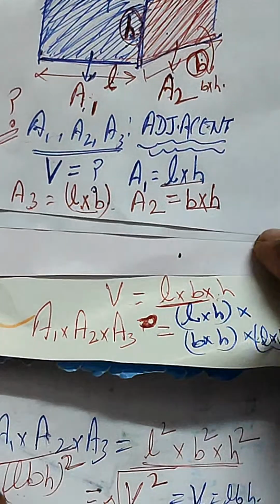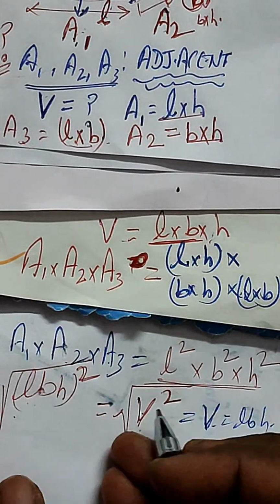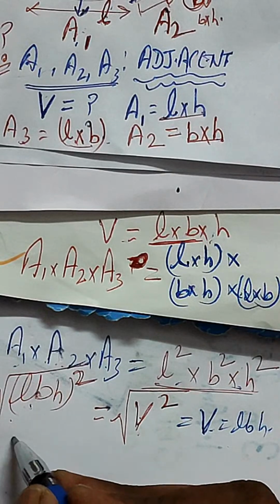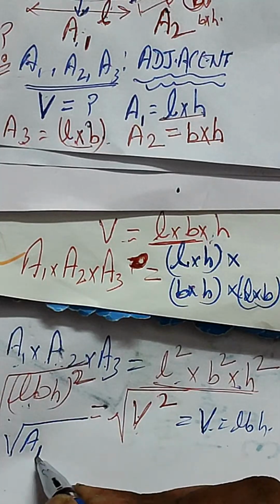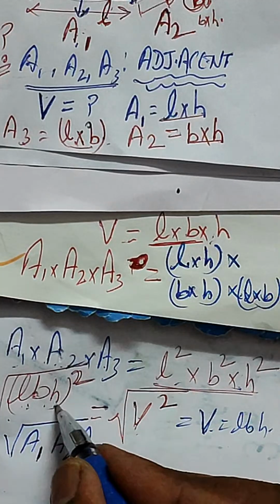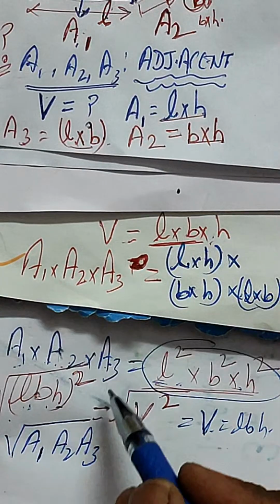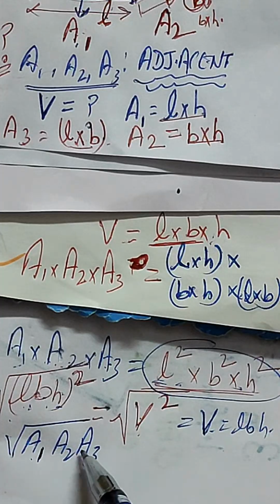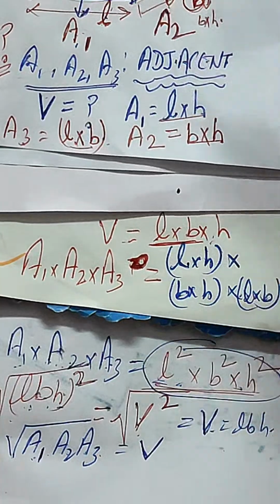So volume is calculated as, since LBH whole square is A1, A2, A3, we can write root over of A1, A2, A3, because this is LBH whole square. So LBH whole square, you can see this is equal to A1, A2, A3. So that's why in place of LBH whole square, we can write A1, A2, A3. So this is the volume of this cuboid, right?